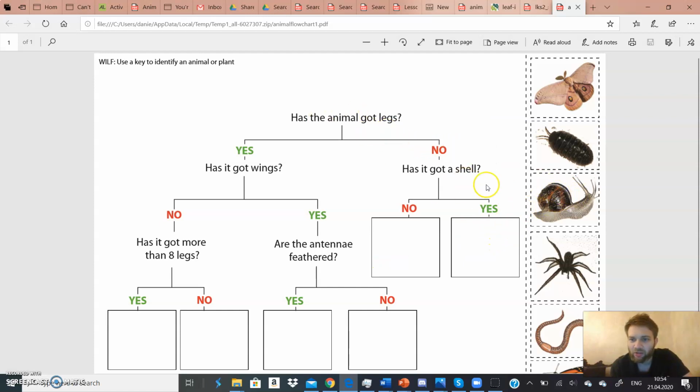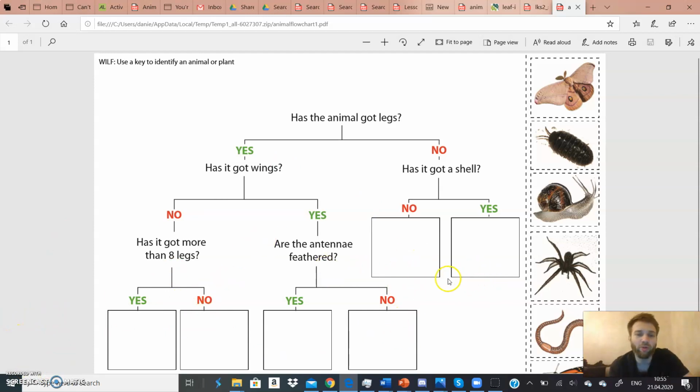Has the animal got legs? There you go. Does it have a shell? Okay, there we go. If it has got legs, does it also have wings? No. Has it got more than 8 legs? So you follow those questions, put the right animal in the right box, and try to write the name of the animal underneath the picture that you draw.